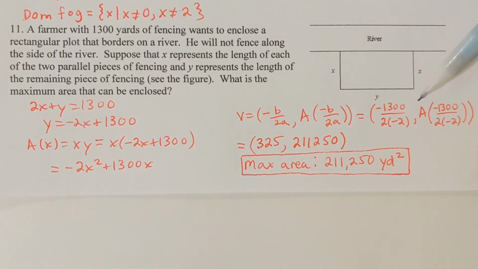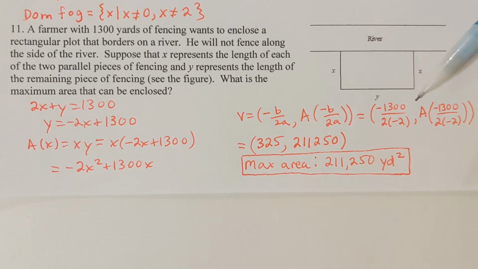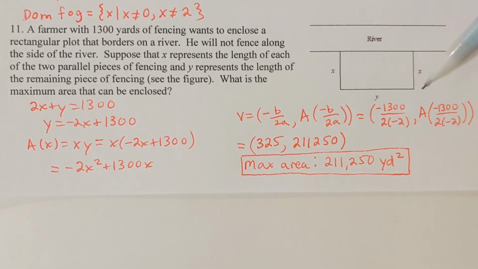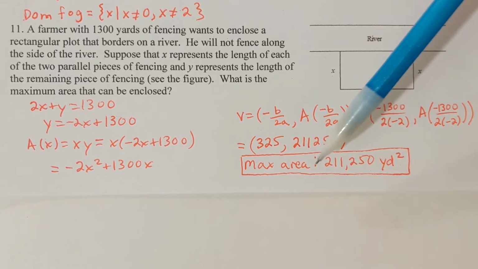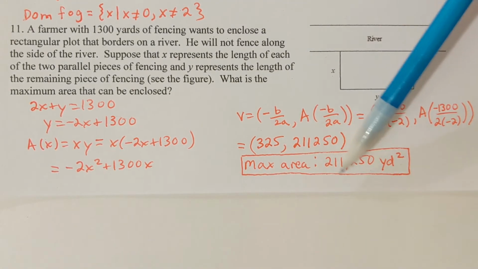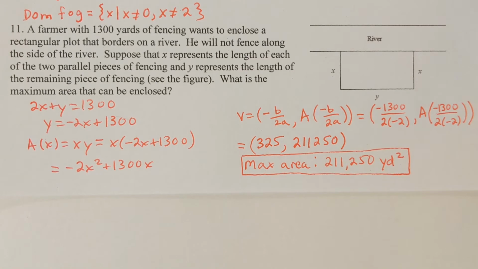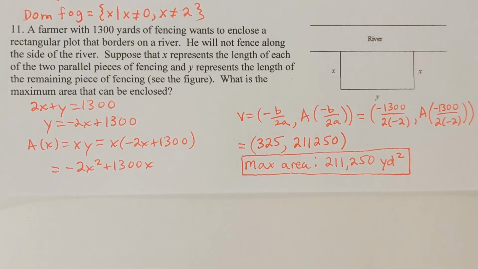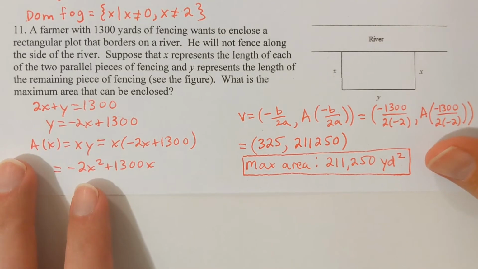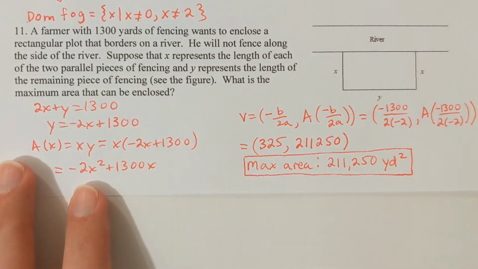biggest area. Now, if the farmer went with any other dimensions, the rectangle wouldn't be as big as it could have been. He'd get an area that would be something less than what we see here. We're going to do more with maximizing and minimizing functions later on, but of course, here's an algebra example of that.